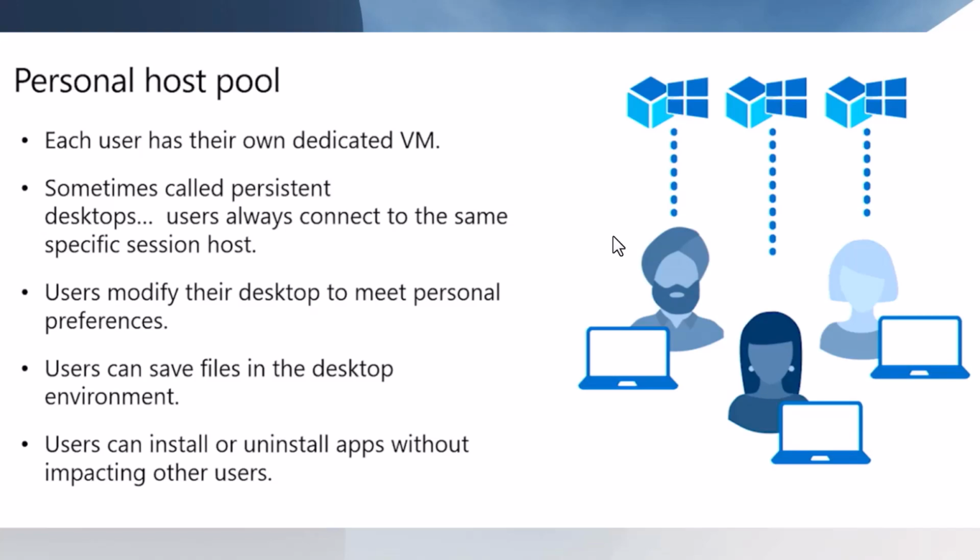Users modify the desktop to meet personal preference. They can always reboot, they can change everything. You always get the same desktop. Users can save files into the desktop environment. Users can install and uninstall apps without impacting other users. So basically, you can give local administrator privilege on that session host to that user. So the user gets complete privilege. He can install and uninstall applications without impacting other users. Going to the next slide.